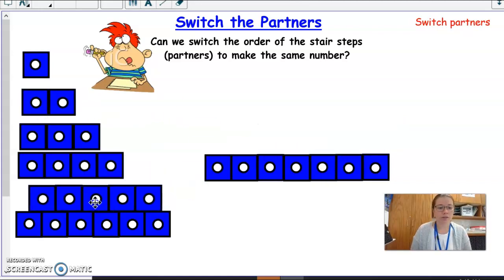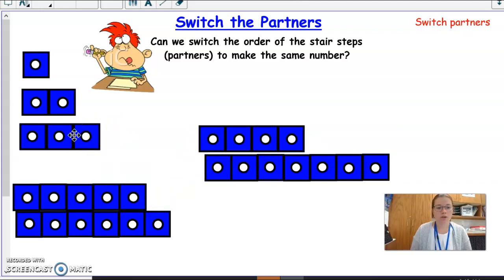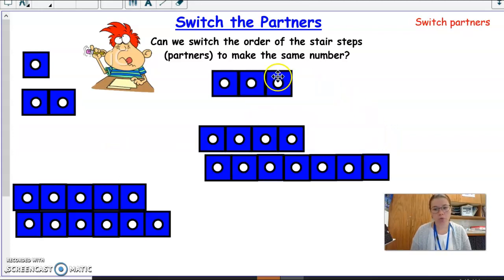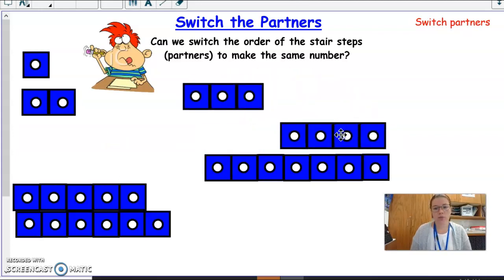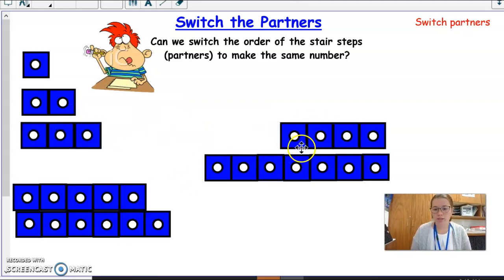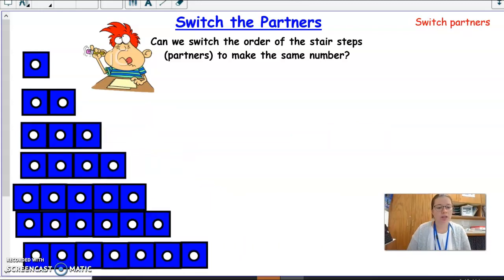Last one. Let's use 4 and 3. And then we'll switch the partners. And we have 3 and 4. So that is the vocabulary we're working on today, switch partners, and you'll see that a little bit more in your homework.